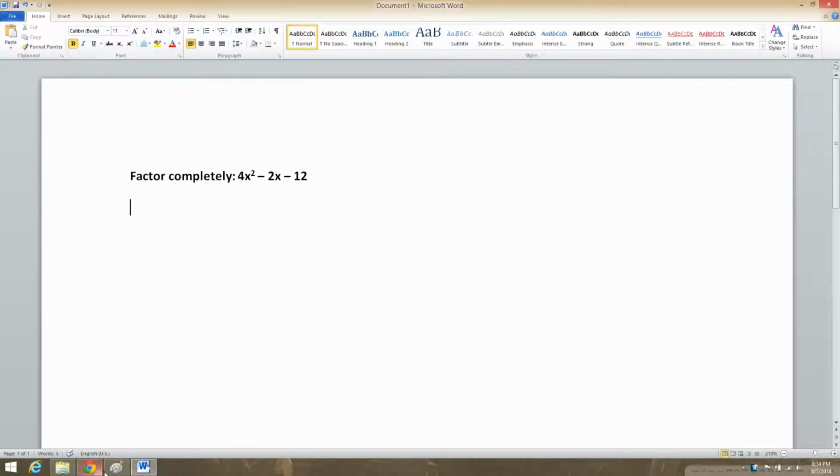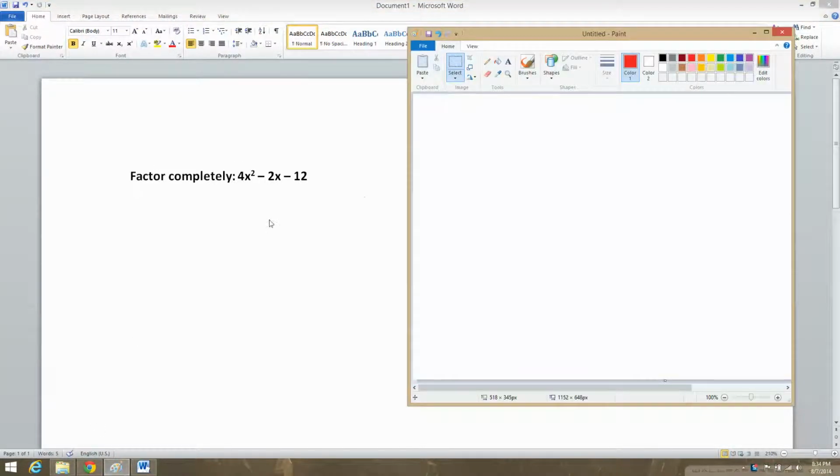I really don't know how to explain it too well. What's going on here is that you want to take this side and this side and find what 4 is able to be divided by and find what 12 is able to be divided by.